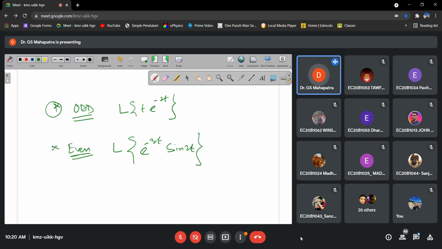So what do we have to do? Don't find the integration from 0 to infinity of t e to the power minus 2t into e to the power minus st dt. Don't do that, the full class will go; it will take 50 minutes, and only 20 minutes are left. So what you have to apply is the first shifting property, FSP.